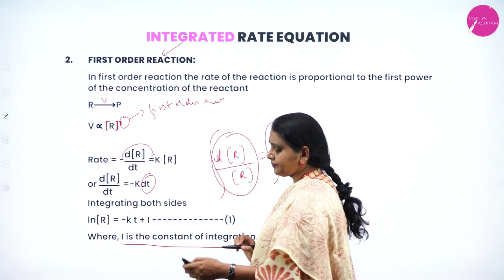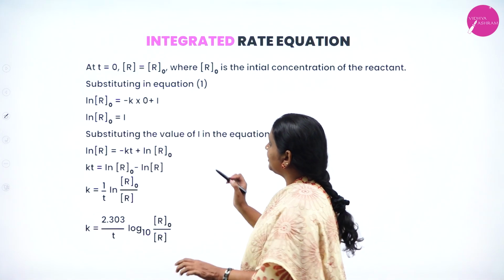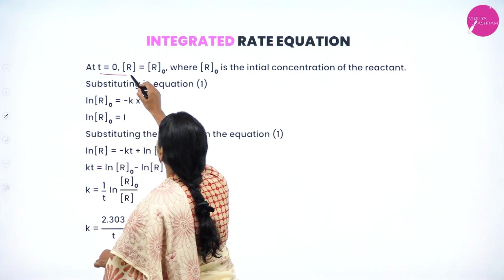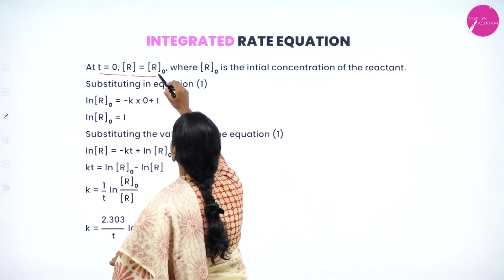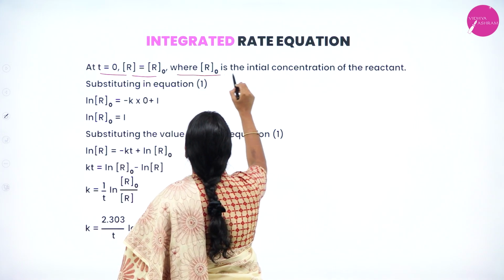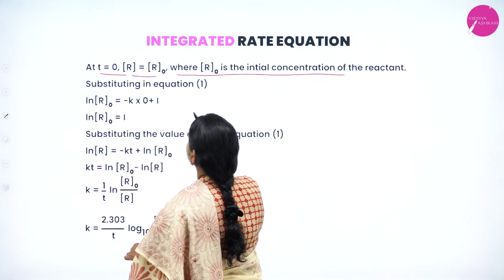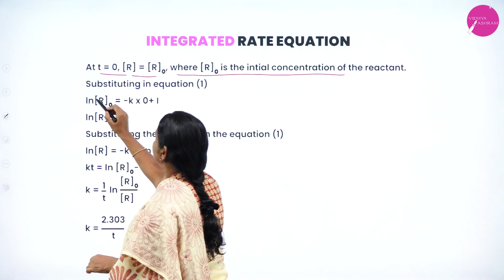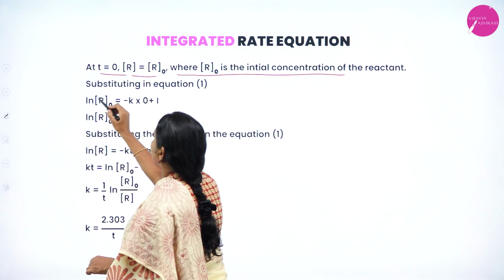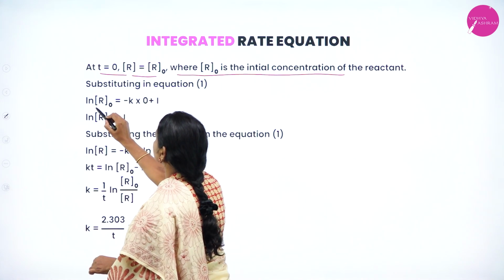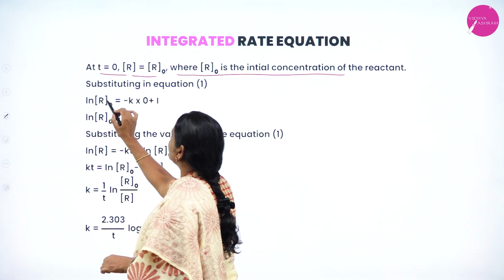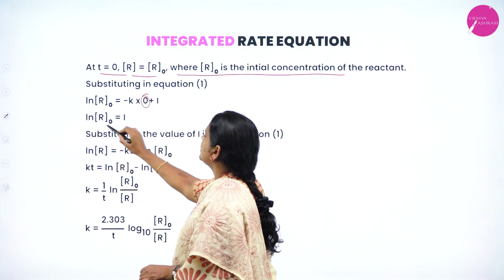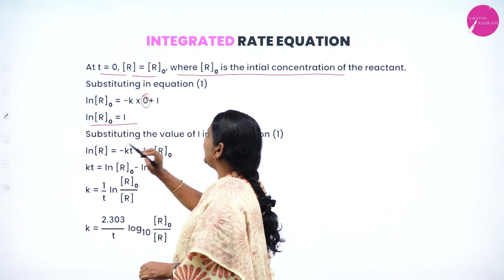Next, similarly, as in the previous derivation, when time is 0, the molar concentration of R becomes R0, where R0 is the initial concentration of the reactant. Substituting in the equation, wherever there is molar concentration of R, you put R0. Therefore, log natural R becomes log natural R0 minus k times 0, plus I. Therefore, I is log natural R0.